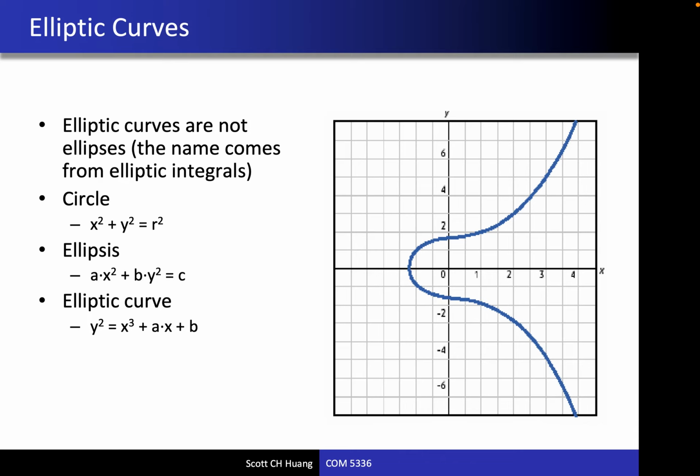So that is a typical elliptic curve function. And both a and b, they are parameters. According to different parameters, your elliptic curve can be one piece or two pieces. Okay, so that's what we talked about last time.